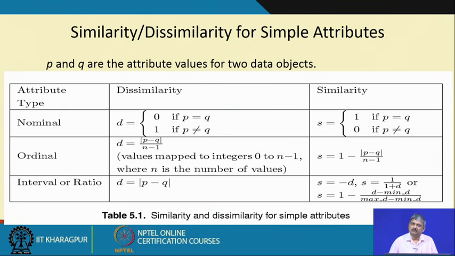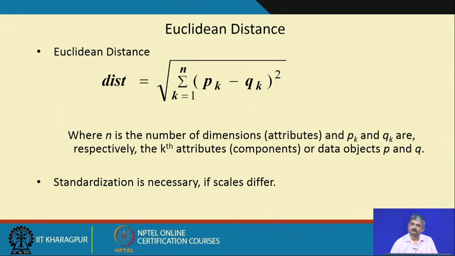So, here are some common definitions: for nominal, same or binary; for ordinal, some mapping value; for interval, some difference. These are some functional forms which are commonly used. You can have your own form too. And if it is continuous, we can define distance for similarity.